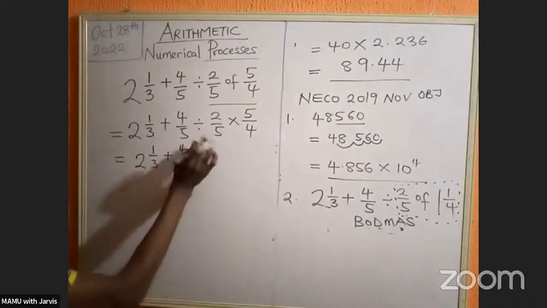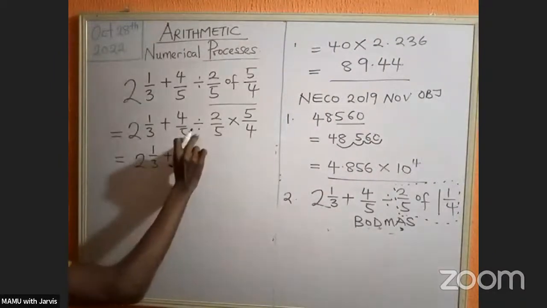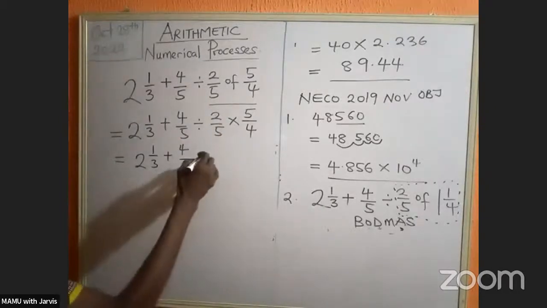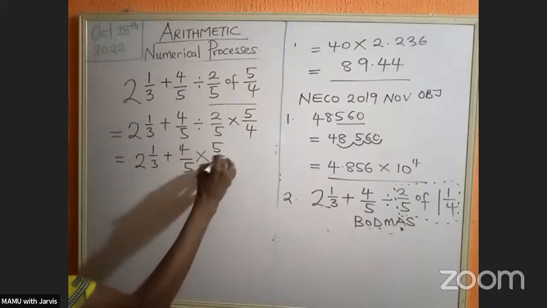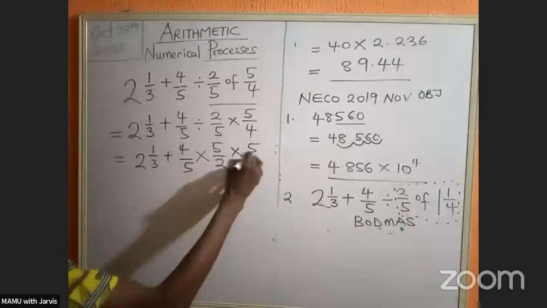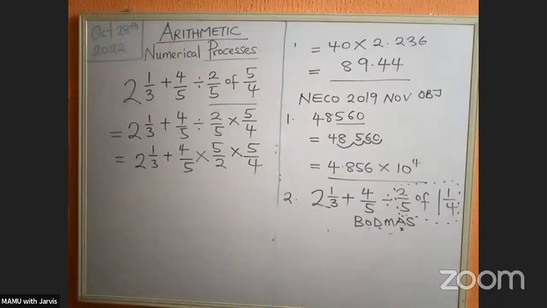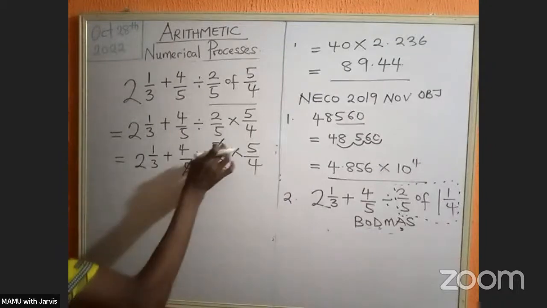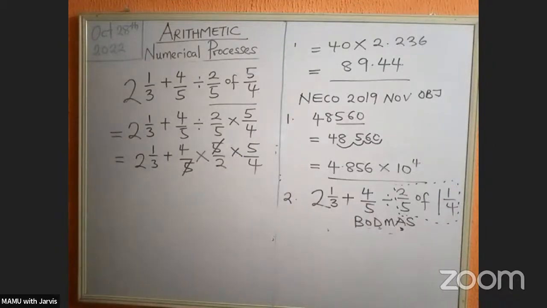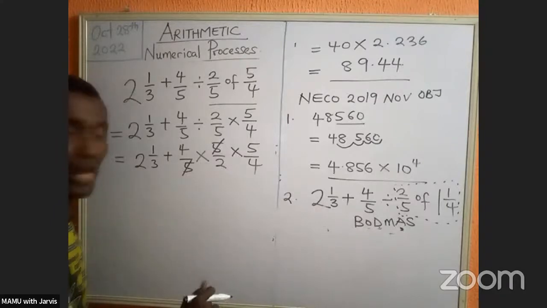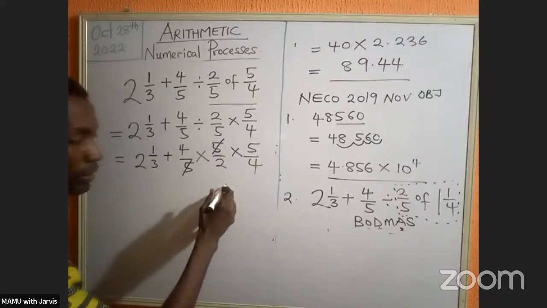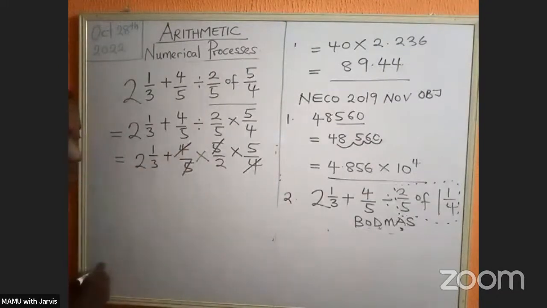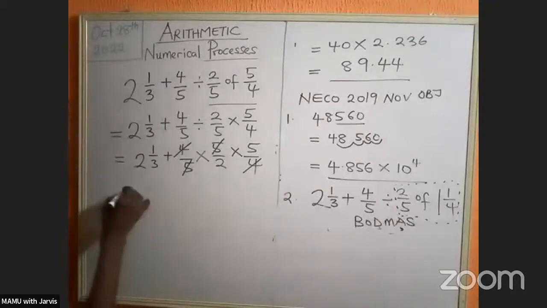I was saying that this division will only affect this. So with that, this will be this times 5/2 times 5/4. So what do we do? We try to cancel out. This will cancel this. In cancelling out, numerator will always cancel denominator. Now we cancel out again, and this, we cancel this. Are we together? And so we're left with what?